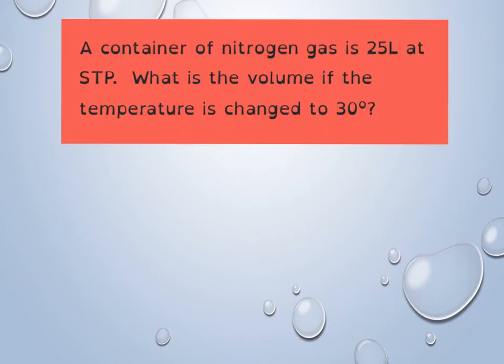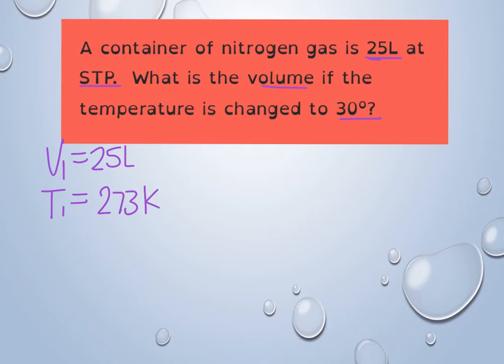All right, here's your sample problem. It says a container of nitrogen gas is at 25 liters at STP. What is the volume if the temperature is changed to 30 degrees Celsius? So our V1 in this problem is 25 liters. T1 is embedded in STP, so STP stands for 273 Kelvin. Our second volume is what we're looking for, and our second temperature is given to us as 30 Celsius.